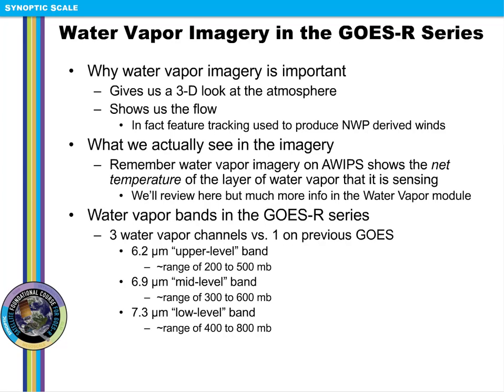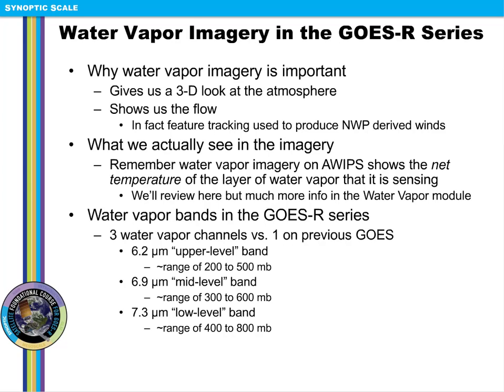GOES 16 and 17 have a similar mid-level band, but at 6.9 microns that peaks a little lower in the atmosphere, plus 2 new water vapor bands, listed here with their approximate range of greatest sensitivity. On AWIPS, we see a brightness temperature displayed, which represents the net temperature of each layer.